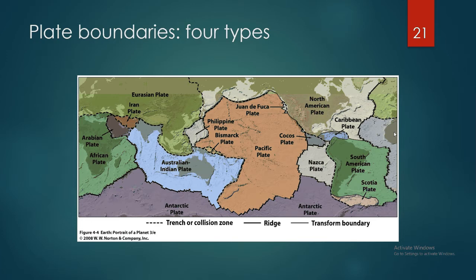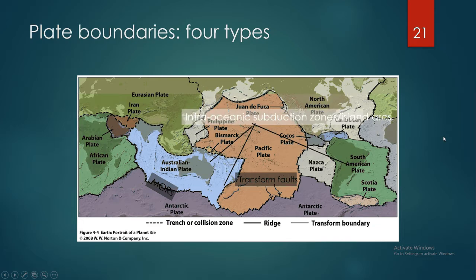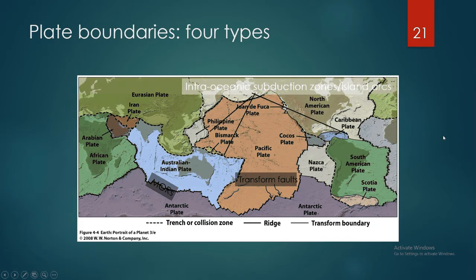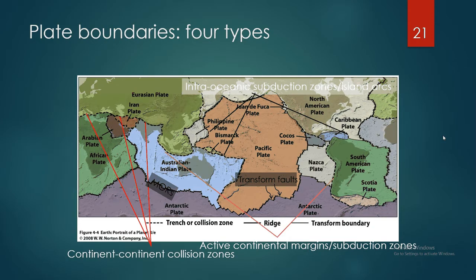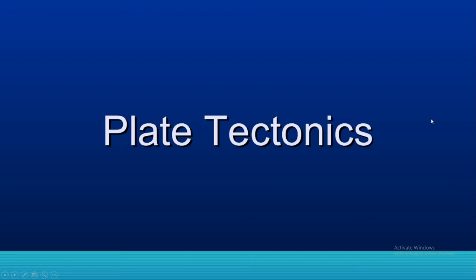So there are 4 types of plate boundaries that we're going to get into, in quite a bit of detail. But we have transform faults. Those are your plate boundaries. Transform faults and MORs, which are the mid-oceanic ridges. Then we have subduction zones, and we see them all over the world. And the last one, continental collision zones. So we have transform faults, subduction zones, continental collision zones, and mid-oceanic ridges.